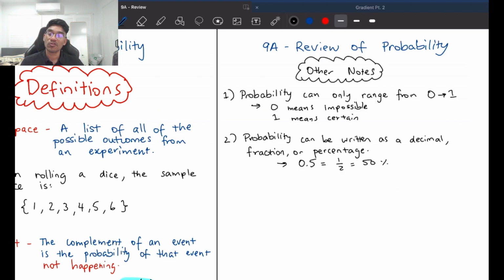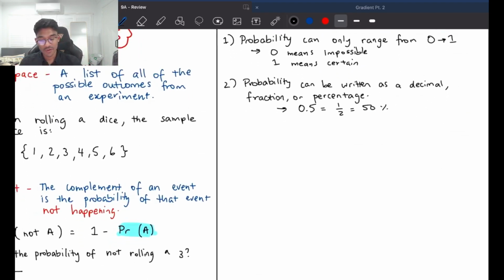So when we're talking about probability, you can get an answer as a decimal, a fraction, or a percentage. So if we're talking about decimals, it can go from 0 to 1, fractions can go from 0 to 1, and percentages can go from 0% to 100%. So that's some theory out of the way.